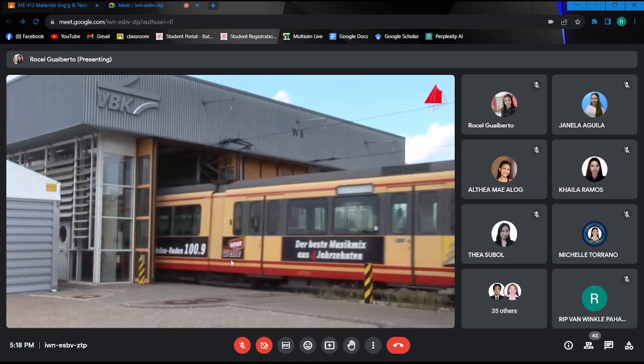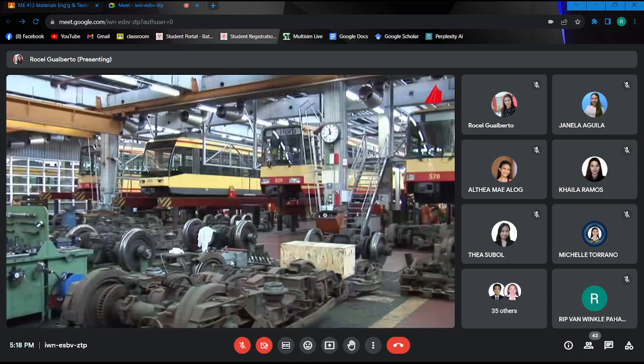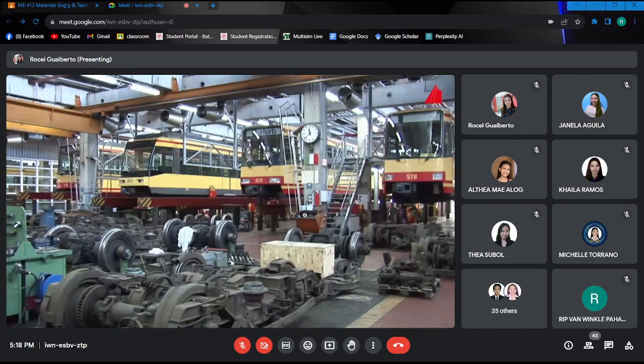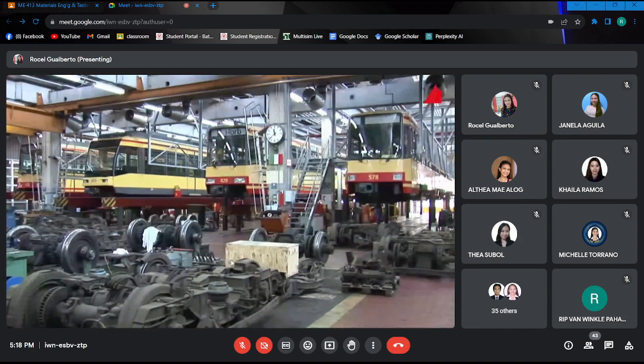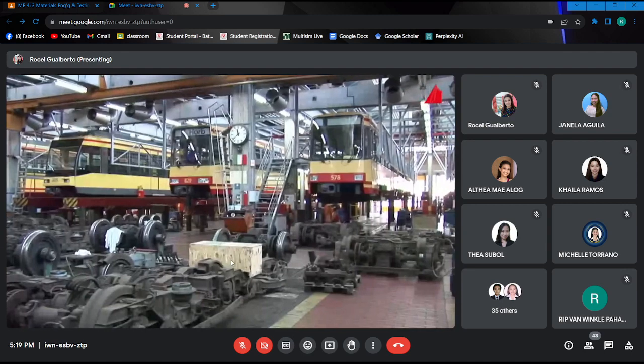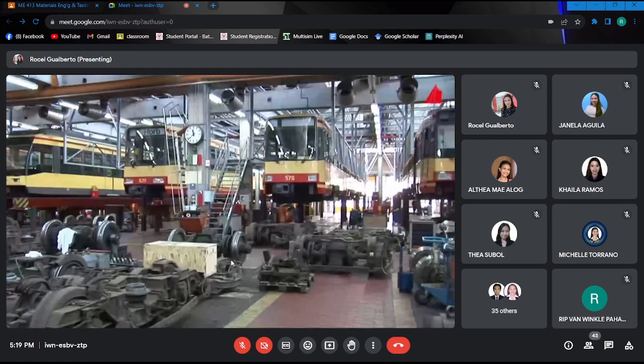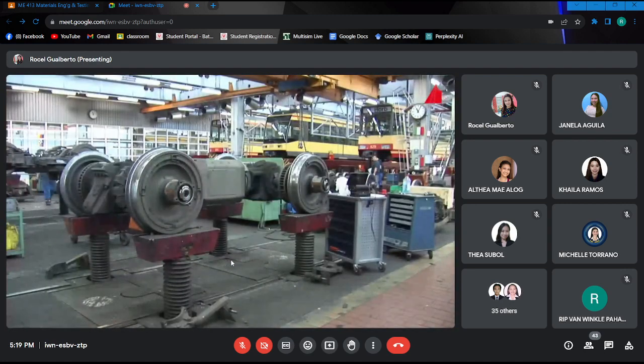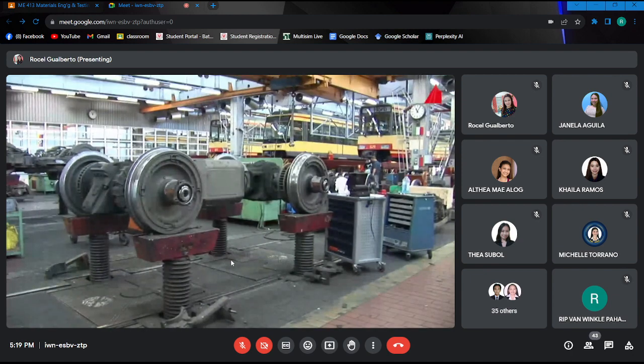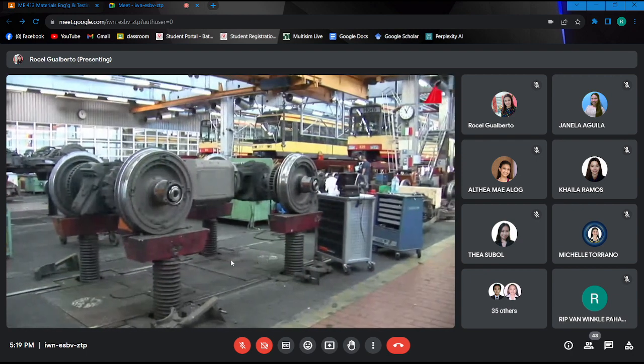A tram enters the maintenance hall for inspection. Some of the tram cars have already been lifted up. That way the bogies can easily be detached, pushed forward and examined carefully. This is one of the bogies, jacked up to comfortable working height and prepared for ultrasonic inspection.